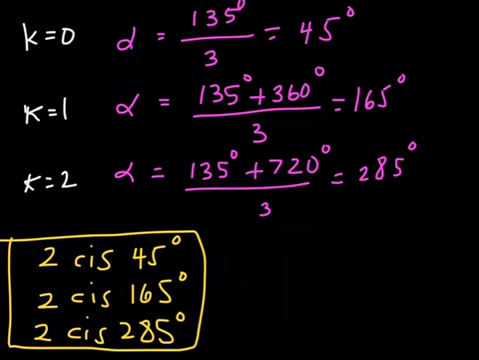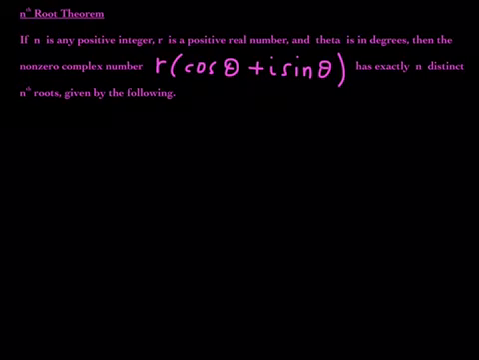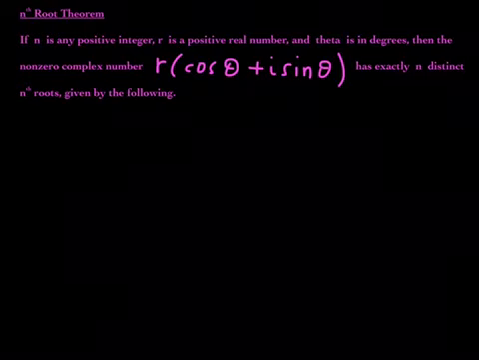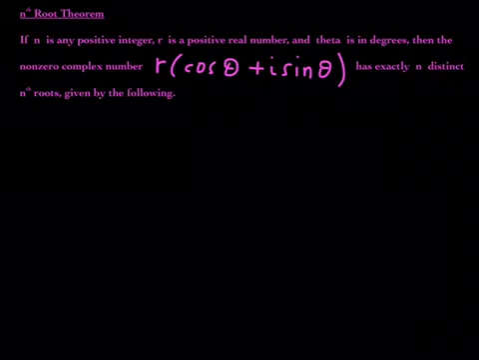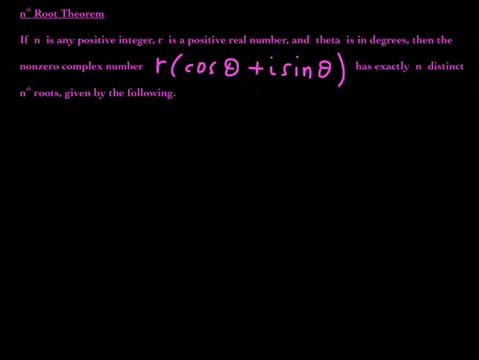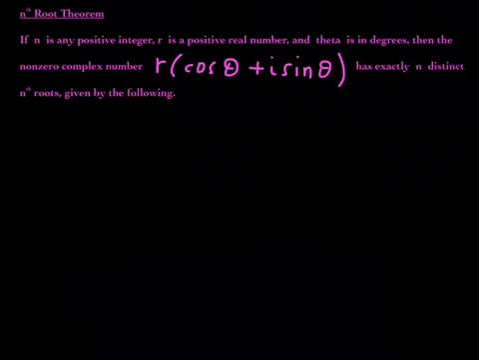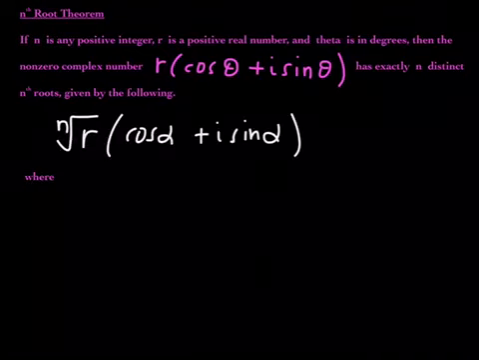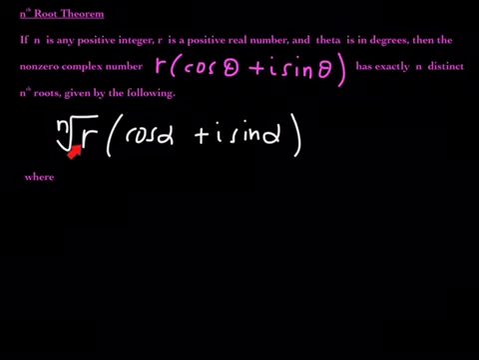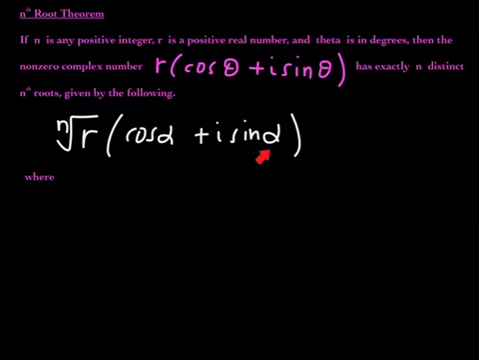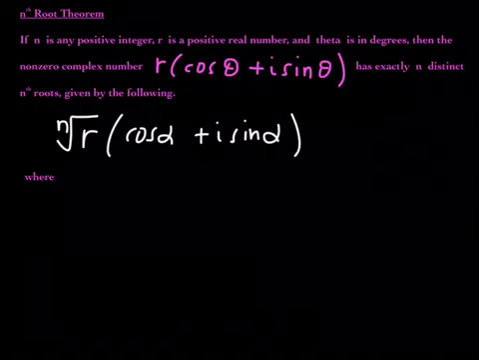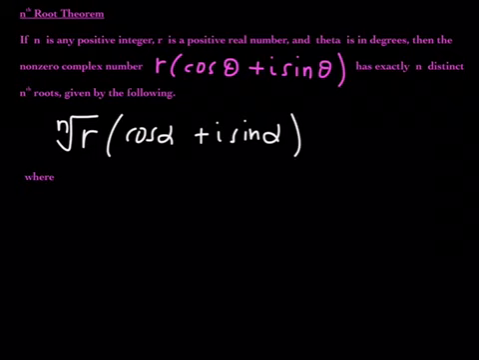Here's the nth root theorem. If n is any positive integer, r is a positive real number, and theta is in degrees, then the non-zero complex number r cosine theta plus i sine theta has exactly n distinct nth roots given by the following: the nth root of r times cosine alpha plus i sine alpha. I'm going to explain what alpha is in just a second, but first notice that the absolute value or modulus of your nth roots is equal to the nth root of r.